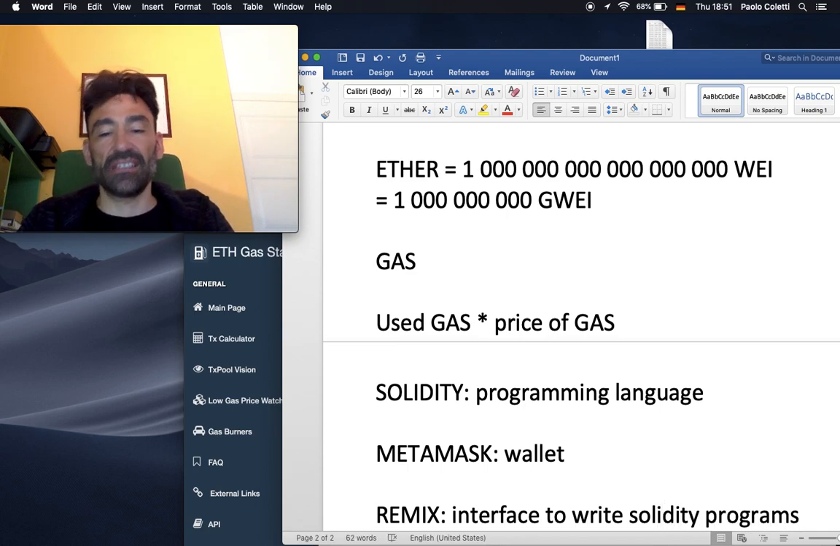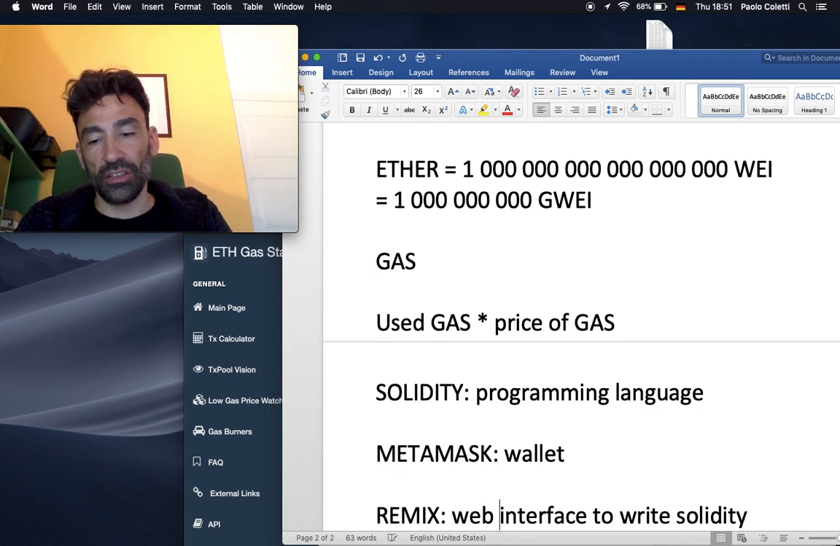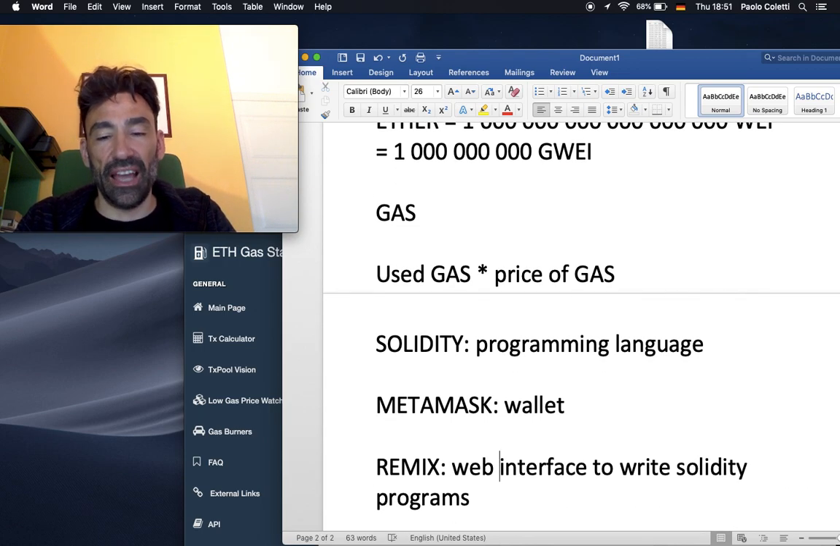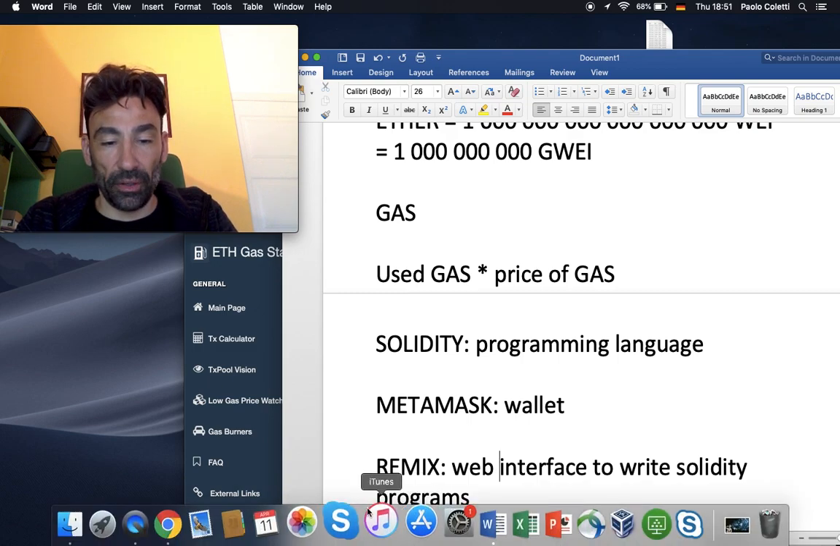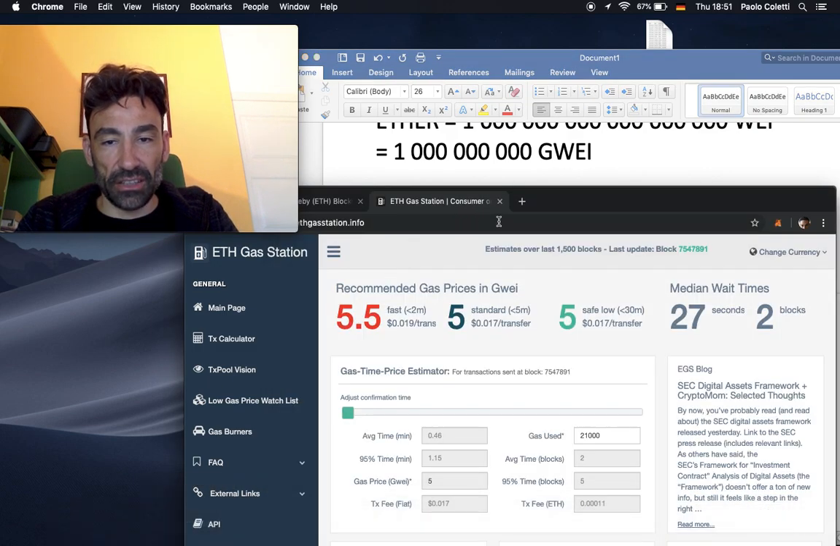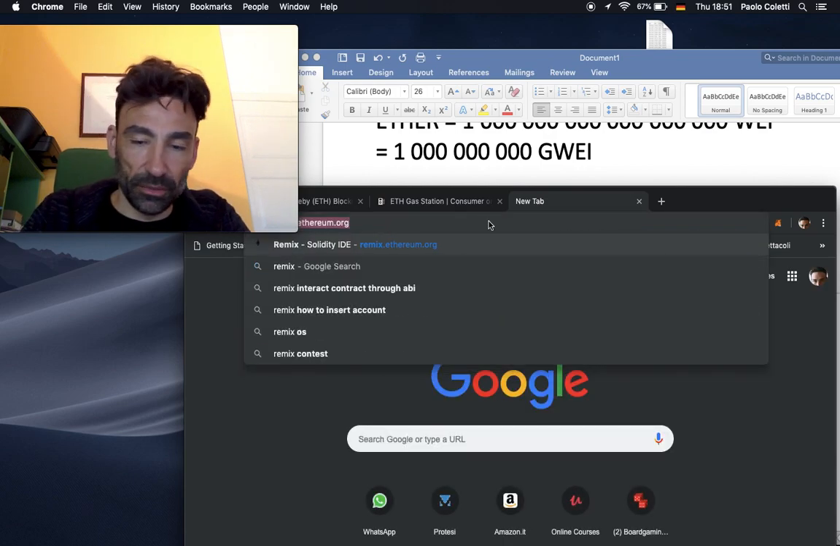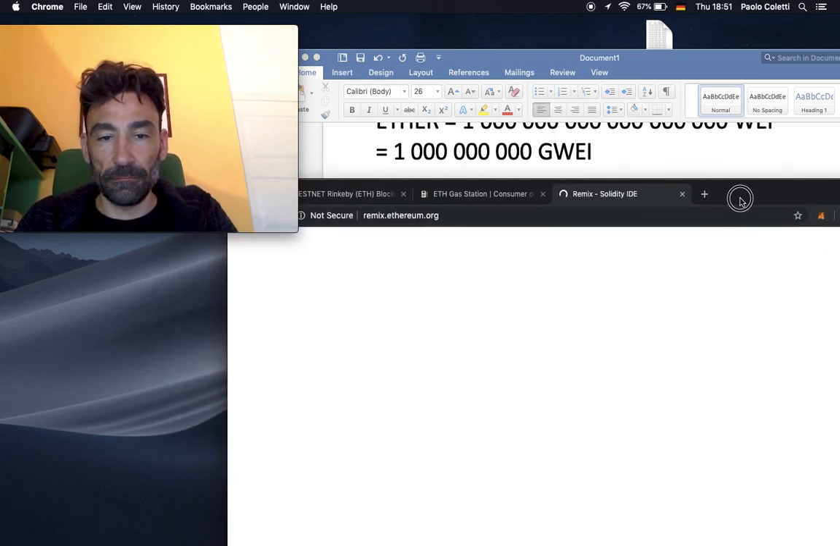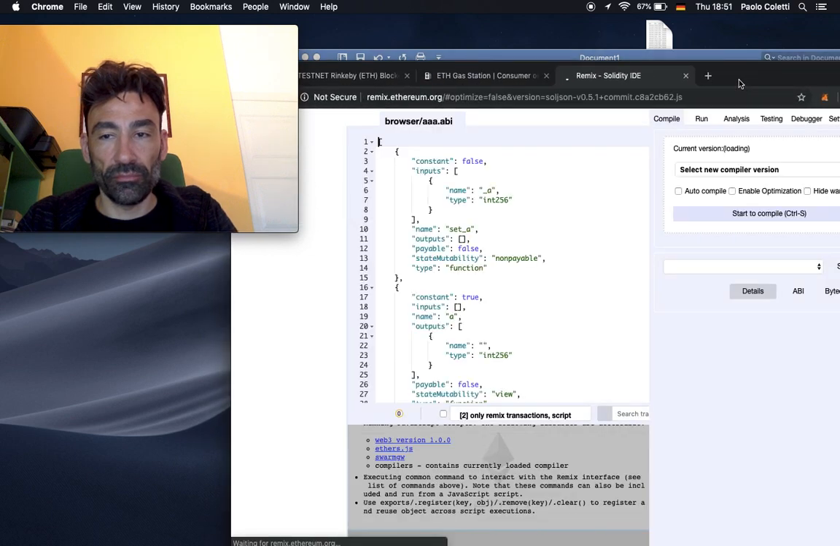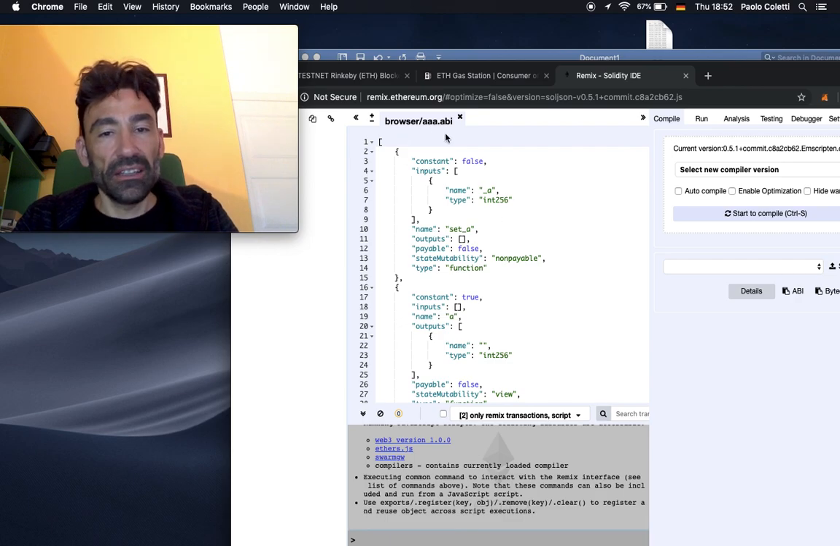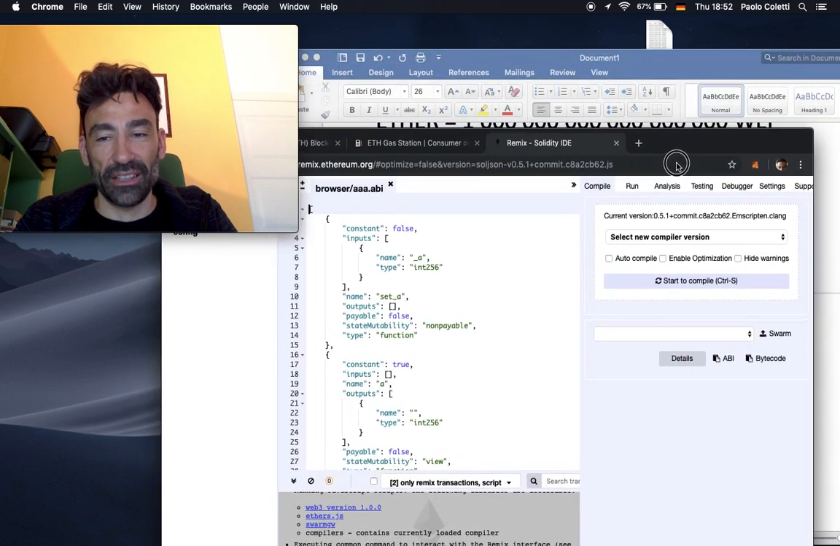It's a very nice web interface, and this is the reason why I chose it, because I don't require you to install anything to write Solidity programs. It's really very nice. You can just go here and write remix.ethereum.org. Okay. Poof. First, it even remembers the last thing I did. I don't know how it does it. It's able to remember the last thing I did.